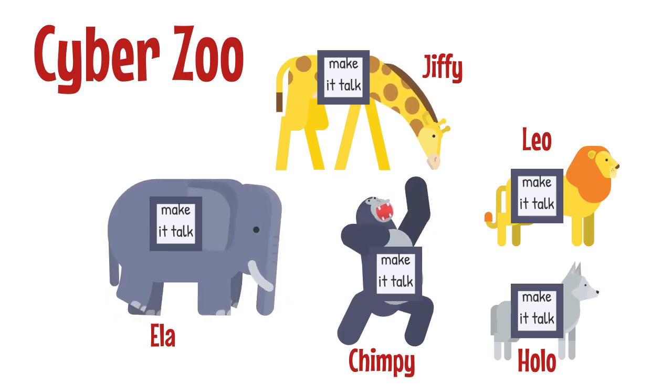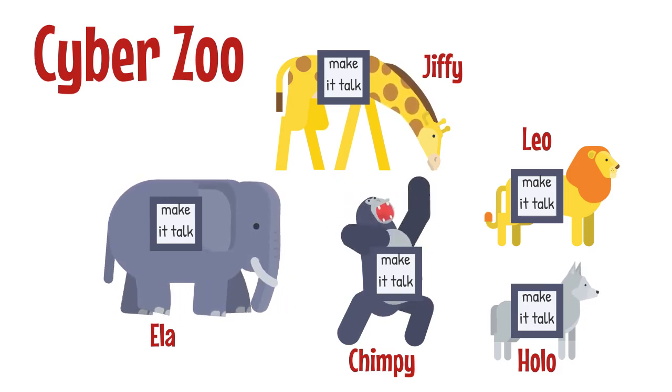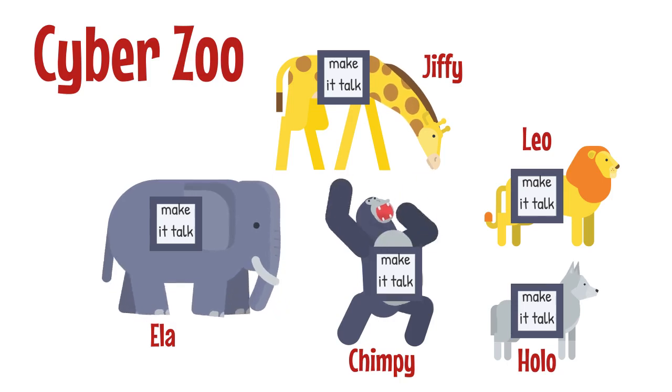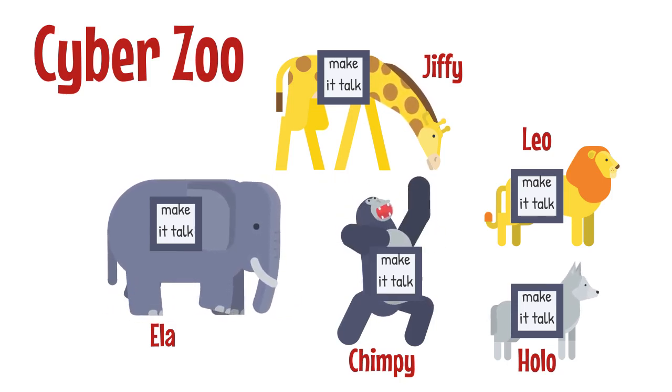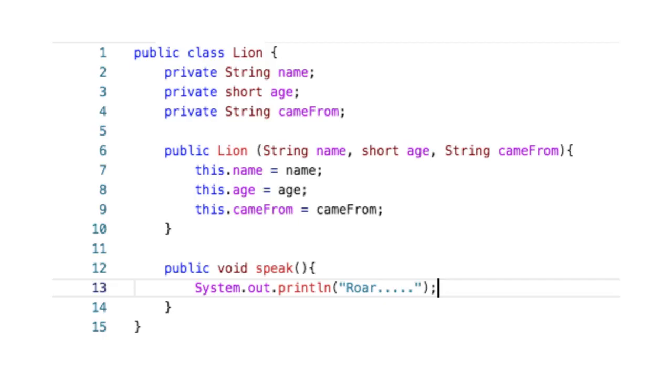And when the user clicks on a specific animal, you should display all the details on that animal, which includes the name, age, where they came from. And when the user clicks on Make It Talk button, you should display how they talk. With the given information, we are all set to define our class.